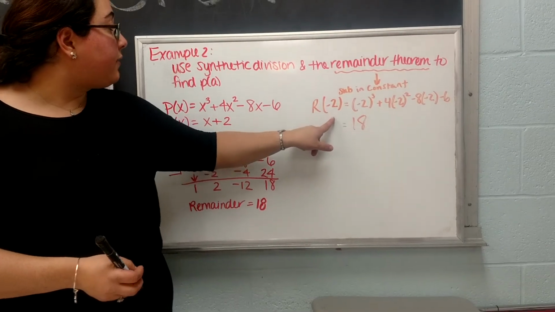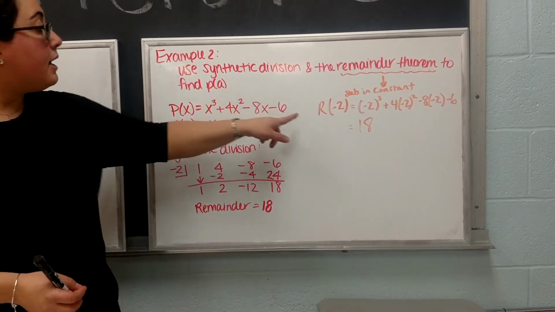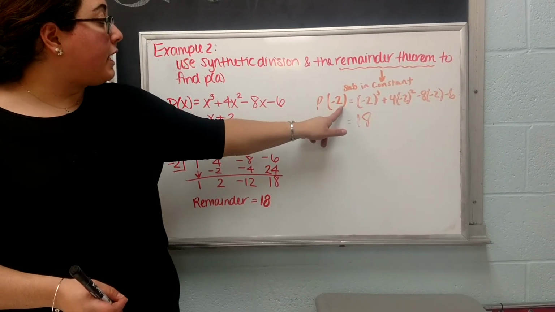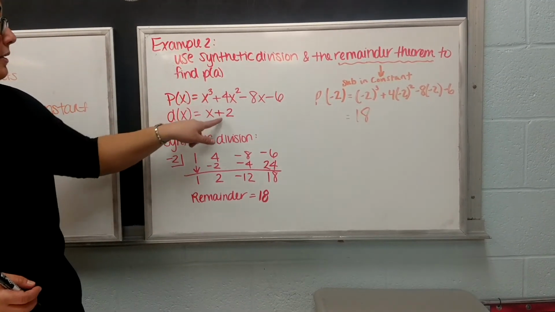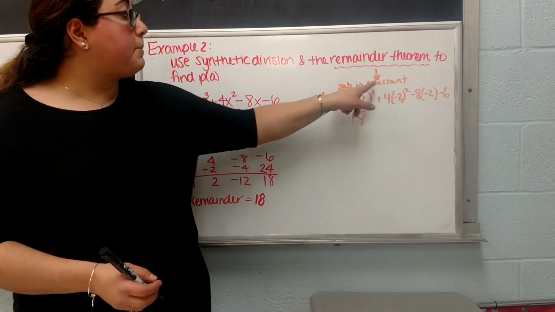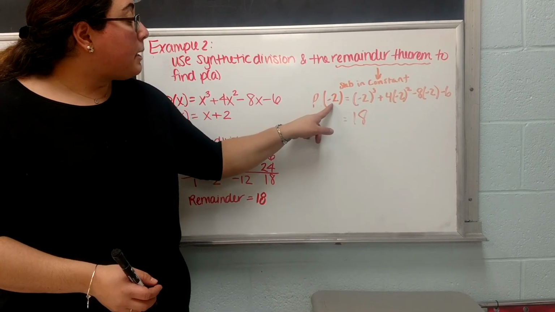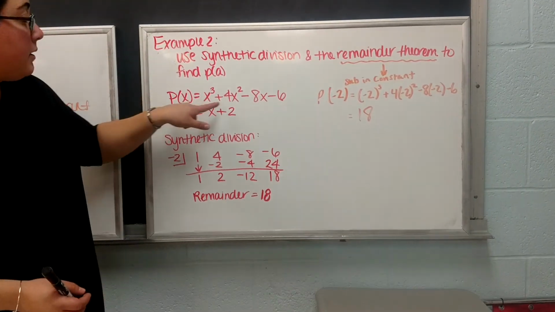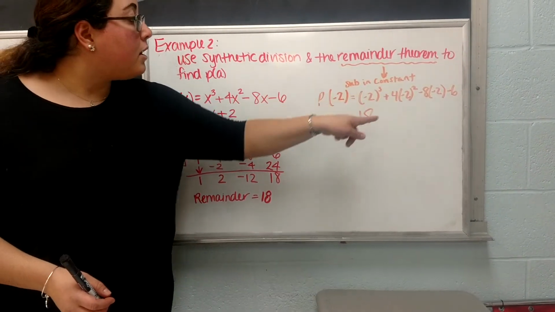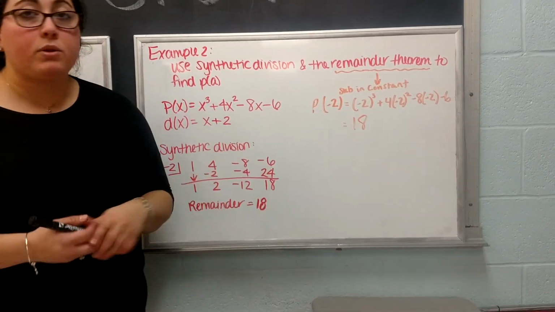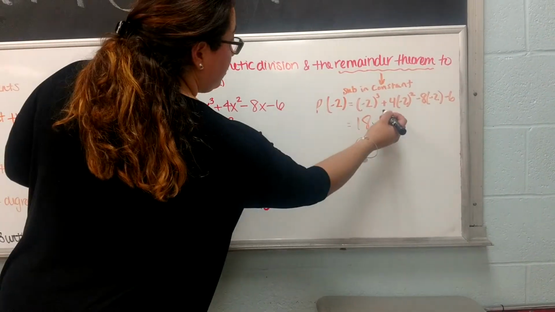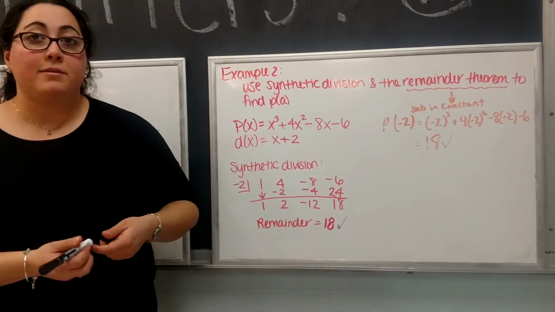Here, if we're looking to find the remainder, to find p of a, it's p of negative 2, because my a value is negative 2. All you have to do is substitute in that constant. So if I substitute in negative 2 for x, which is what I've done here, and I put that in a calculator, I come up with a result of 18. These two should check out.